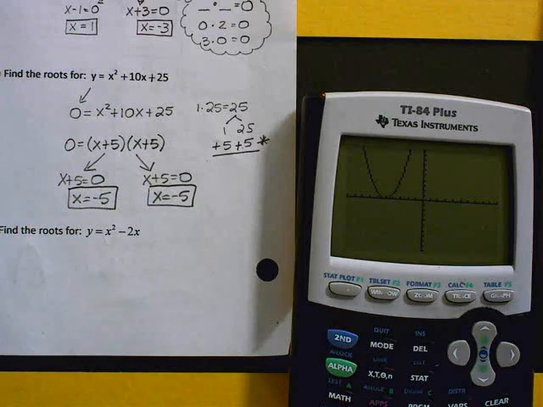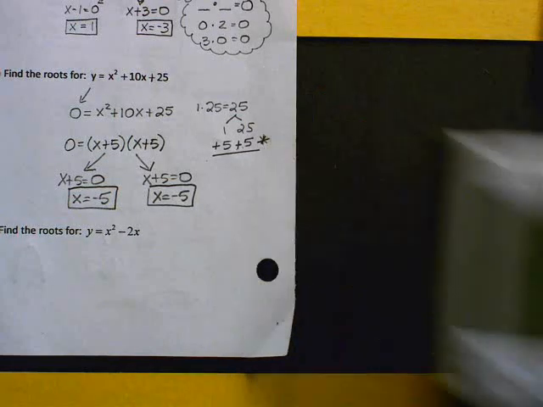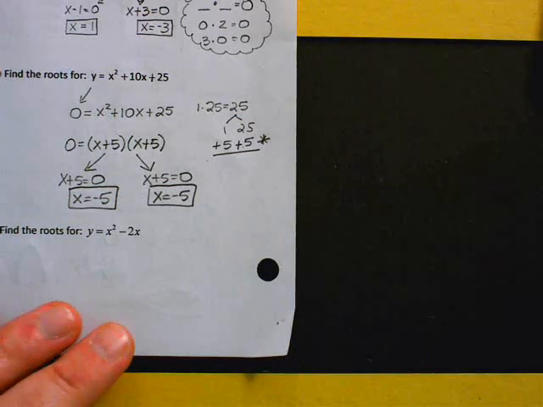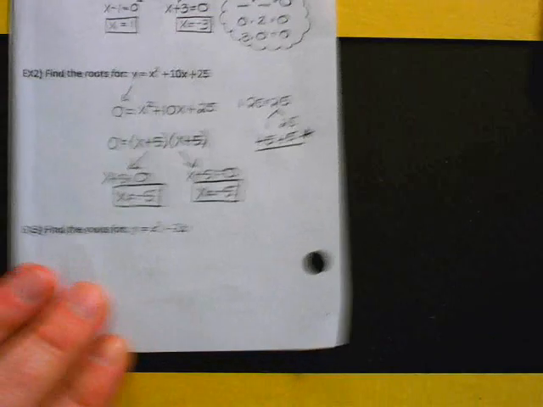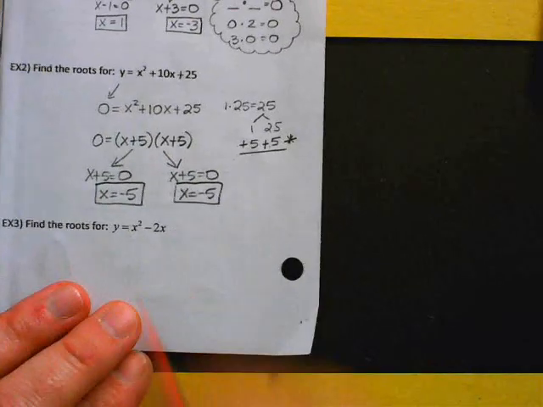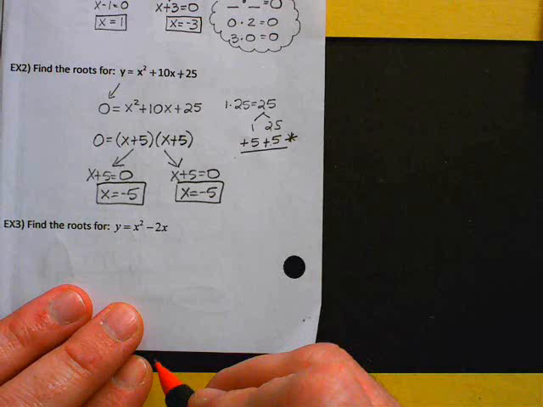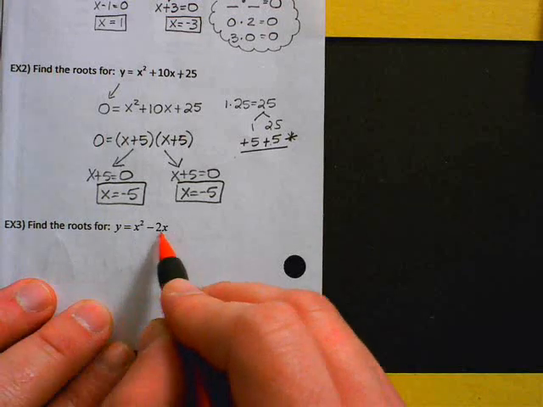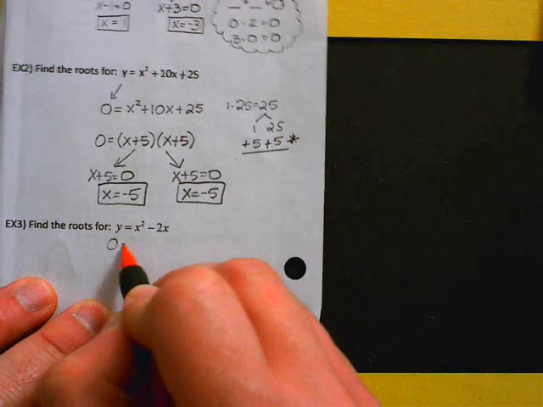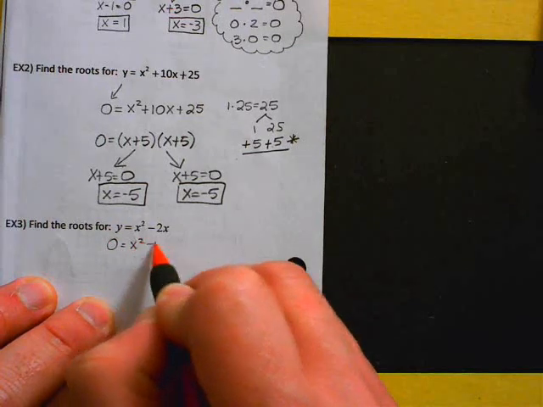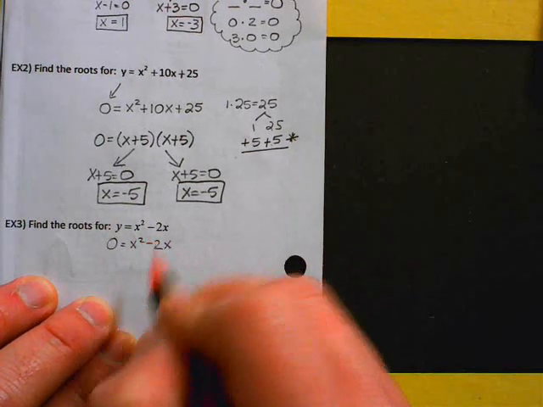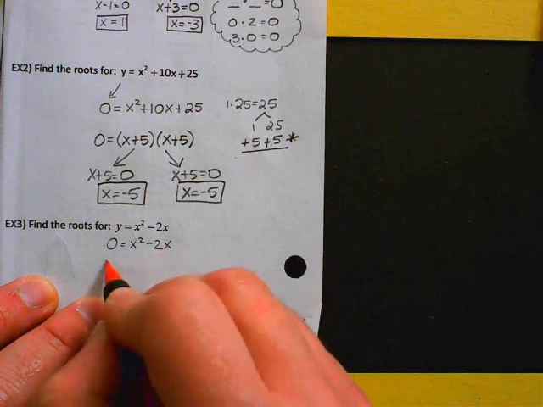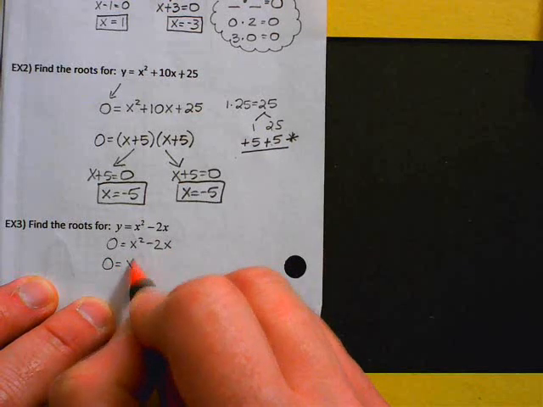So let's go ahead and proceed to the next problem. The next problem will be x squared minus 2x. So let's add the 0. So this would be x squared minus 2x equals 0. And can I factor anything from both? Yes, I can. I can factor out an x, and the second one will be x minus 2.